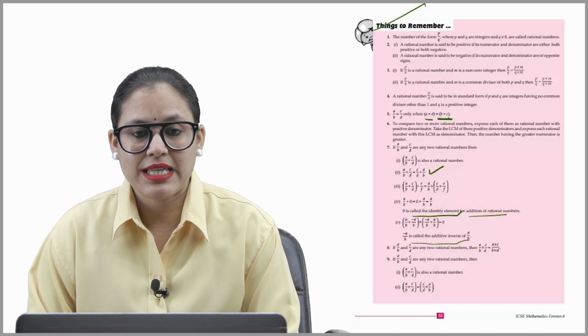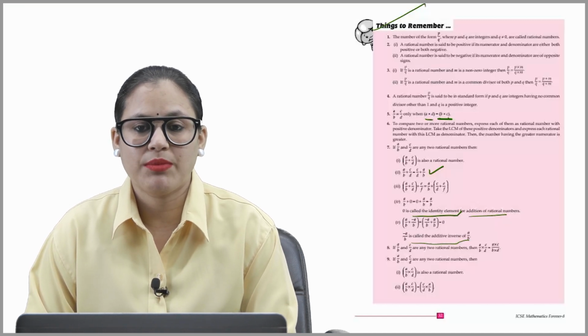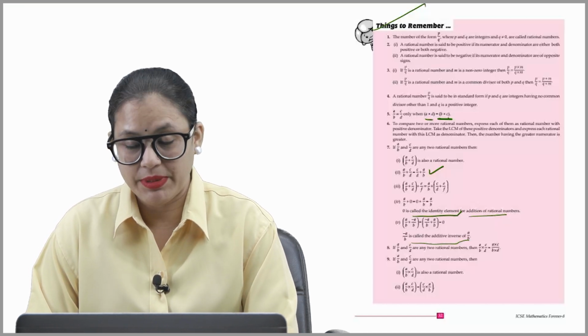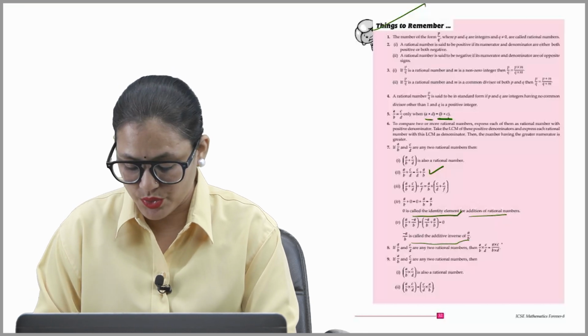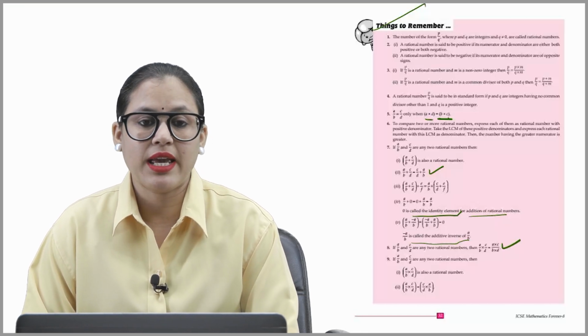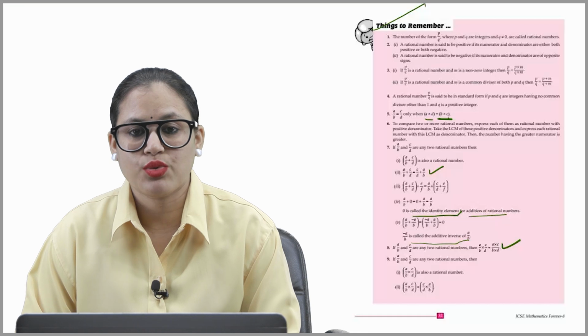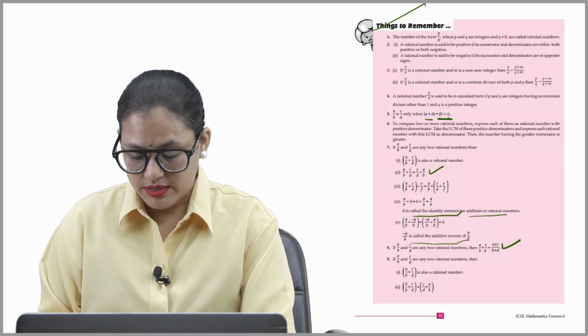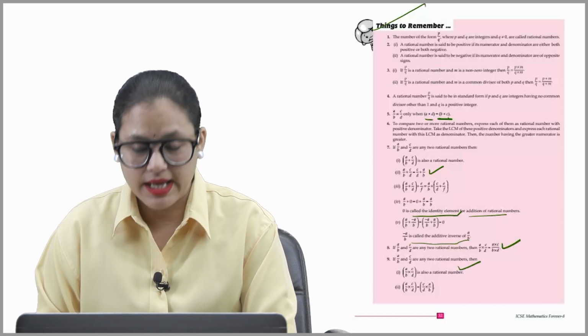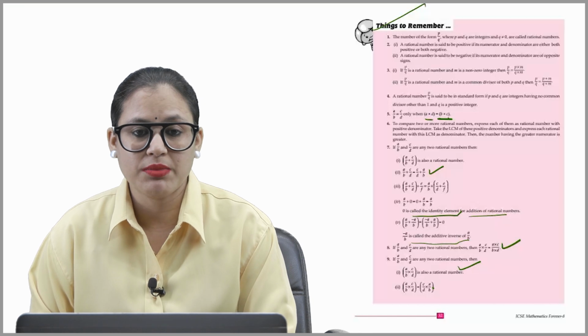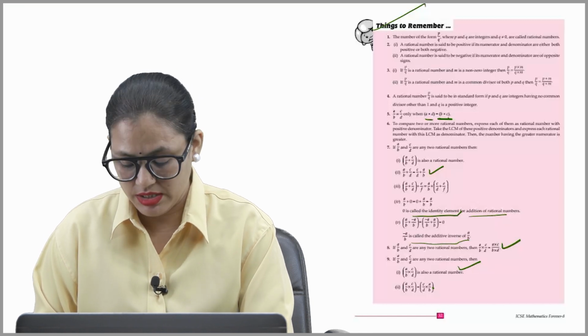Number 8, if A by B and C by D are any two rational numbers, then A by B into C by D is equal to A into C upon B into D. And number 9, if A by B and C by D are any two rational numbers, then this is also a rational number and A by B into C by D is equal to C by D into A by B.